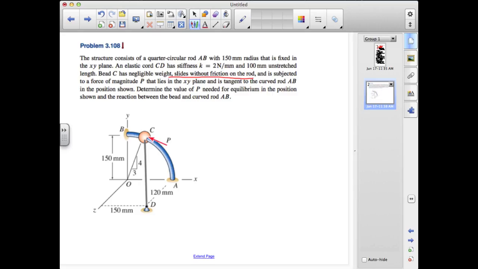Given that we have a cord that's going to be in tension and is going to exert a force along the line of action defined by C and D, we want to determine the value of P needed for equilibrium in the position shown and find the reaction between the bead and the curved rod AB. Take a moment now to pause this video and try the problem yourself. Resume playing when you're ready to see a solution.